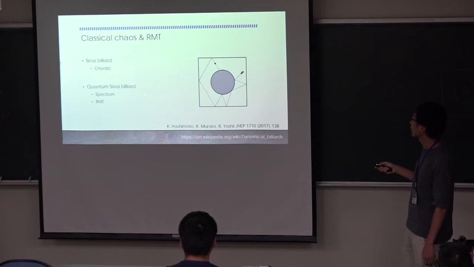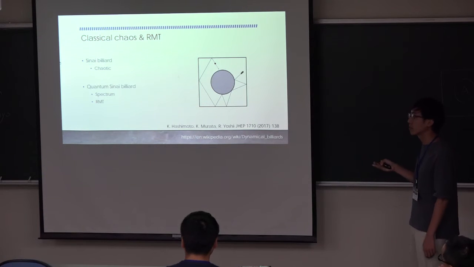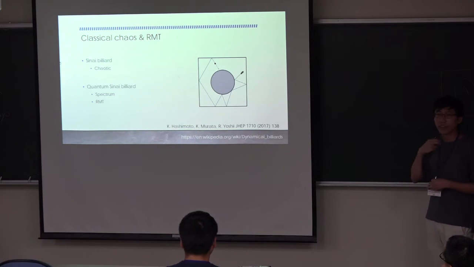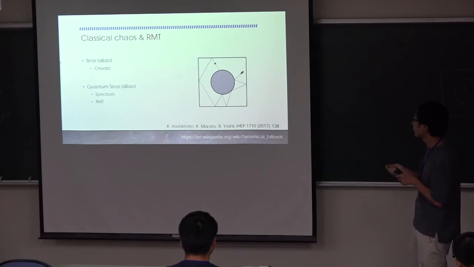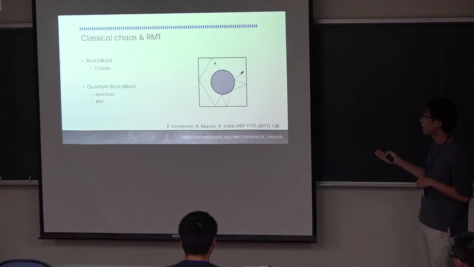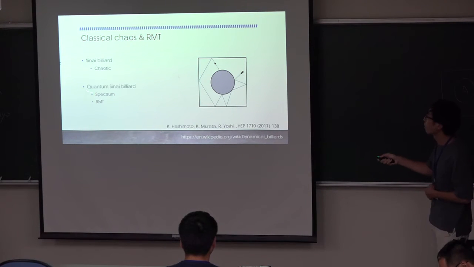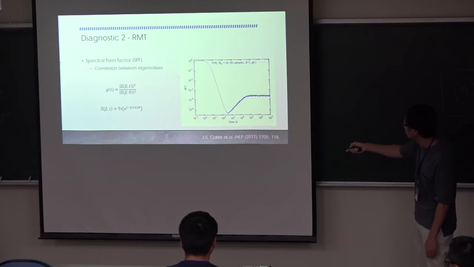And it was also found that the spectrum of the quantum version of this billiard system follows random matrix theory. And Professor Hashimoto here, back in 2017, also studied quite a wide range of these billiard systems and computed both the classical spectrum and the quantum spectrum. Although they study the OTOC, the out-of-time-order correlator, in their paper, if you're interested in the relation between the quantum and the classical version, please refer to this paper.